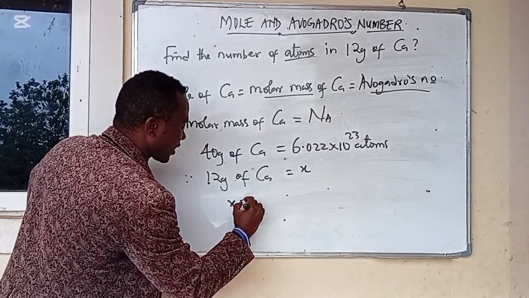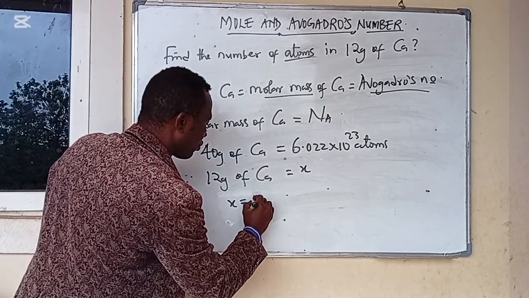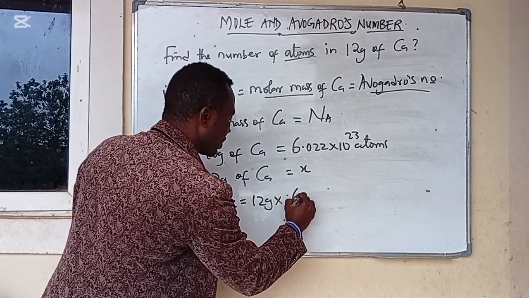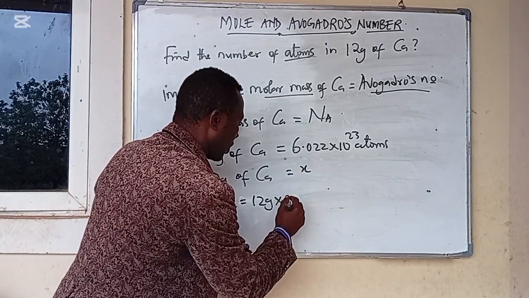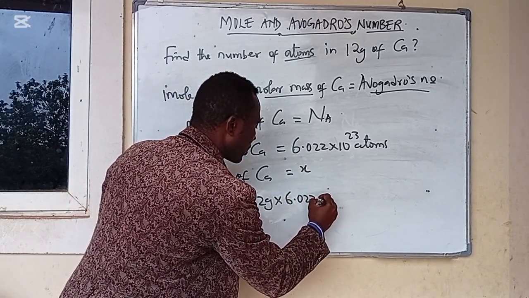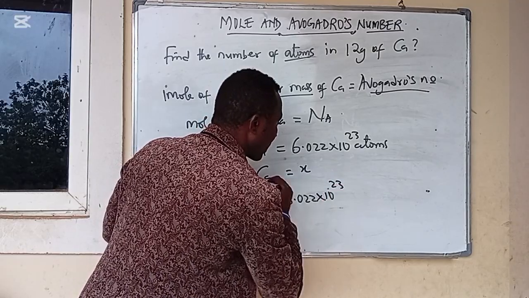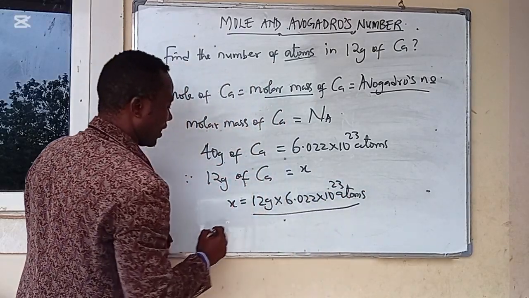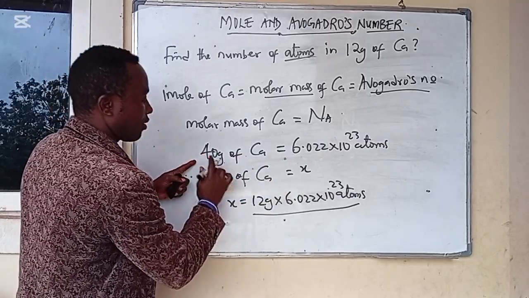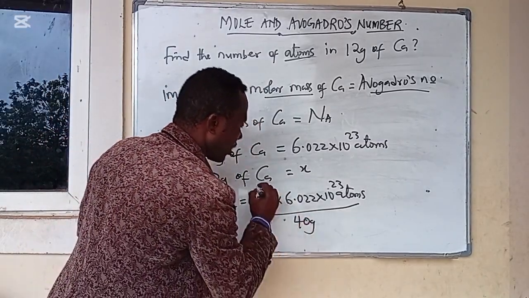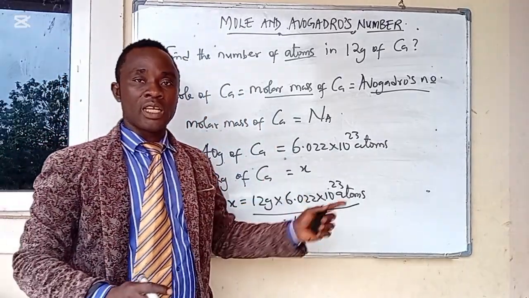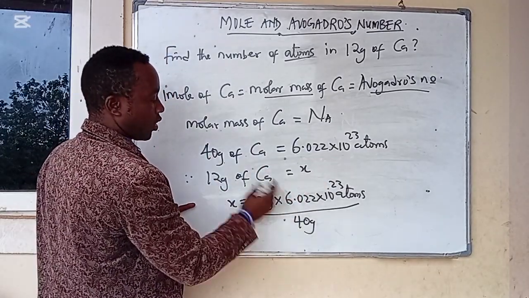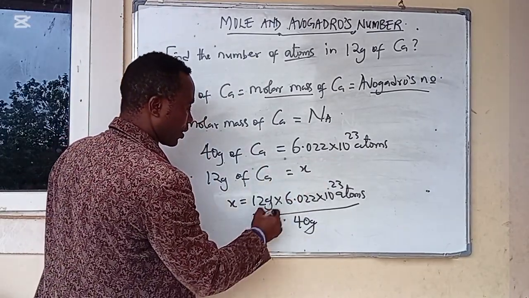You can now see that X will become 12 gram times 6.022 times 10 raised to power 23 atoms, divided by 40 gram. I just made X the subject of the formula. This is multiplied by this, divided by 40. So gram will cancel gram.